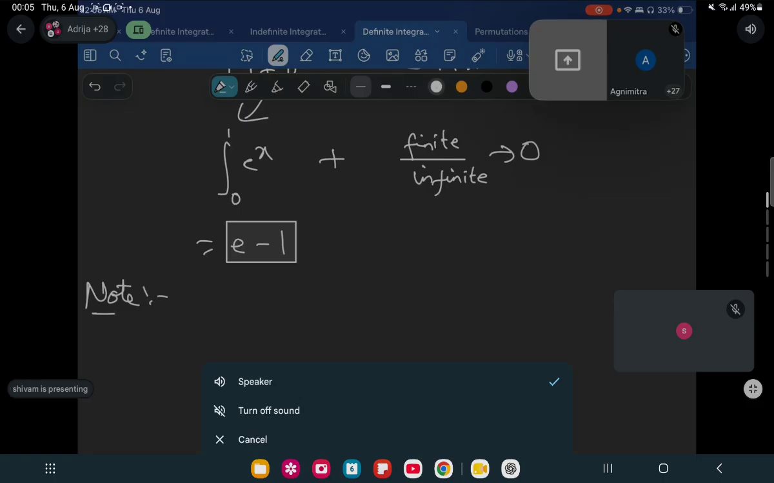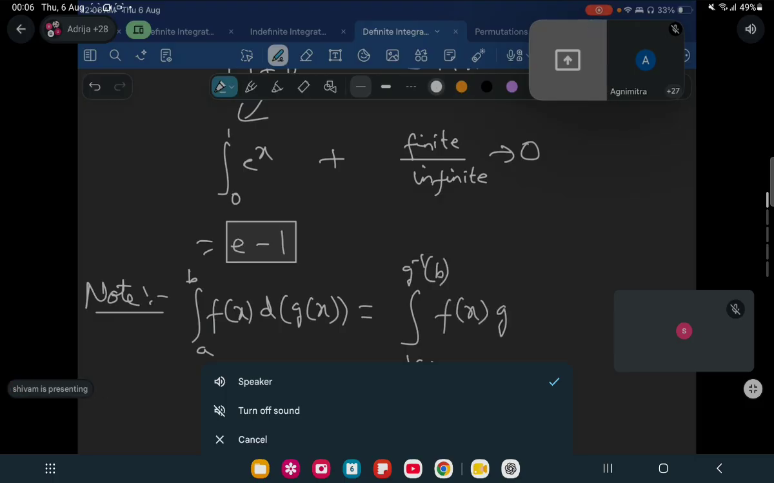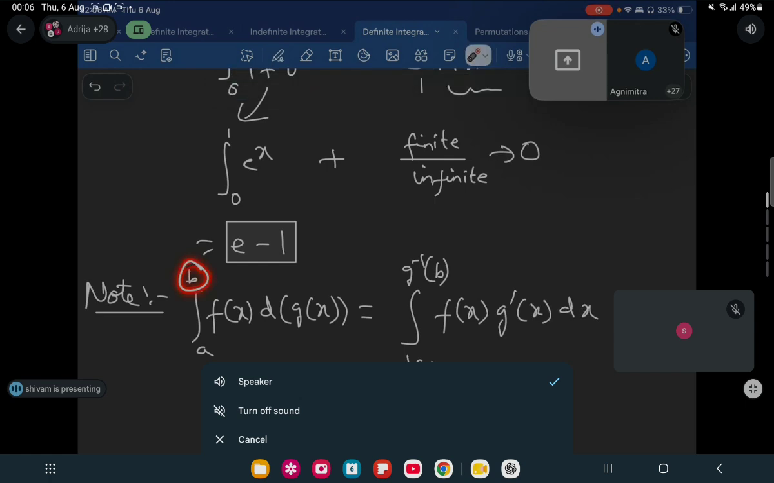Note: integral from a to b of f of x into the derivative of g of x will be equal to integral from g inverse a to g inverse b of f of x into g dash x dx. Because over here the limit of the differential is present, whatever is the differential, their limit is present over here.